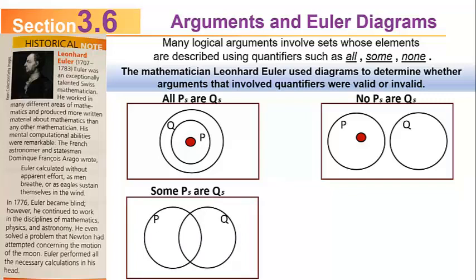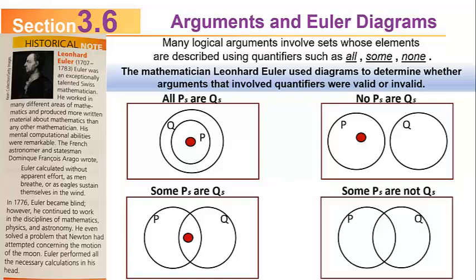Some P's are Q's. This is a pair of overlapping circles. The circle P and the circle Q overlap, indicating there's a possibility that some P's could be Q's, also allowing the possibility that some P's might not be Q's. So a representative element of P in the lower left diagram would also be an element of Q. That would illustrate some P's are Q's, whereas in the lower right diagram, the representative element of set P is not in Q. So that illustrates the statement some P's are not Q's. You can see how these diagrams can be very helpful in thinking through these things logically.